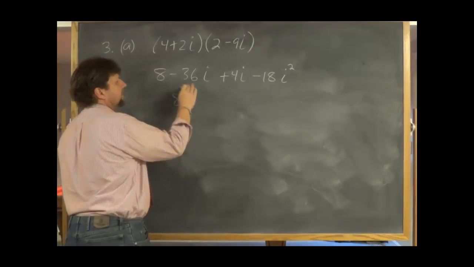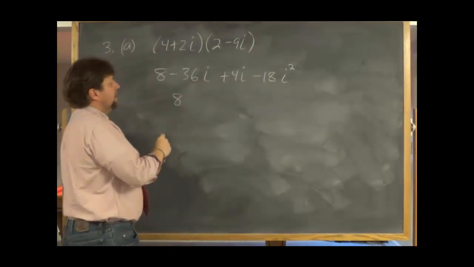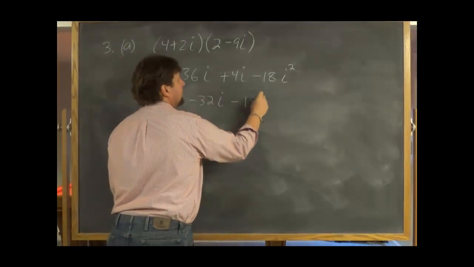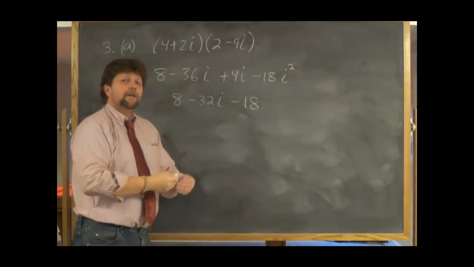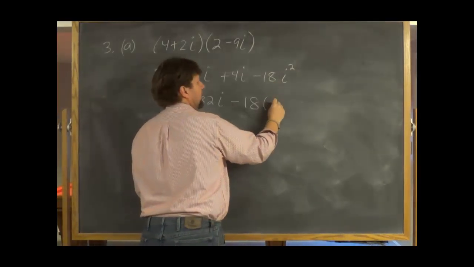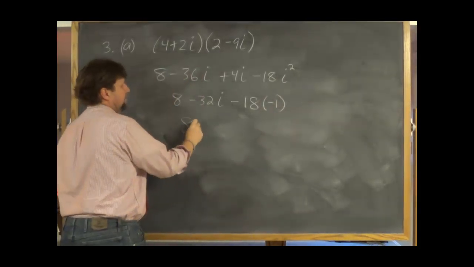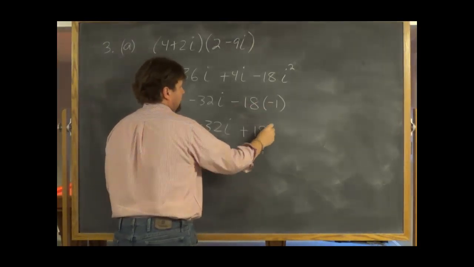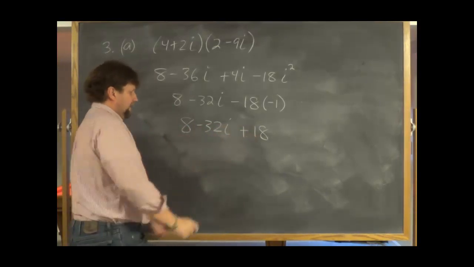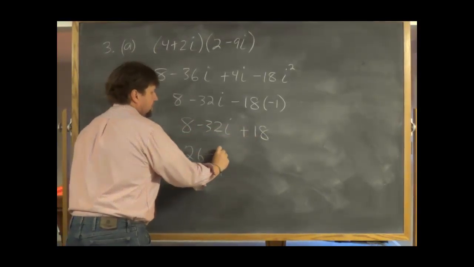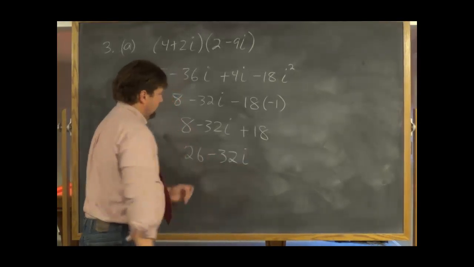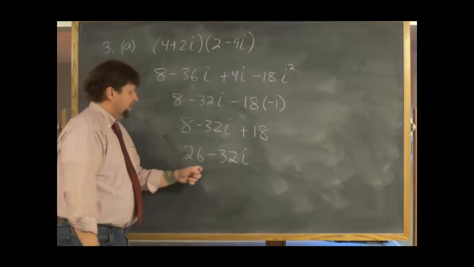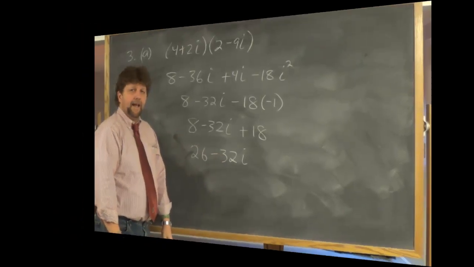Now I can treat these as like terms, and I can combine them. So I have 8, negative 36i plus 4i, well that's a negative 32i. And then remember that i squared is equal to negative 1. So I'll substitute negative 1 in for the i squared. And then cleaning it up, negative 18 times negative 1 is a positive 18. And then finally, 8 plus 18 is 26. So my final answer is 26 minus 32i. That's the A plus BI form. So hopefully this is what you have for 3 part A.